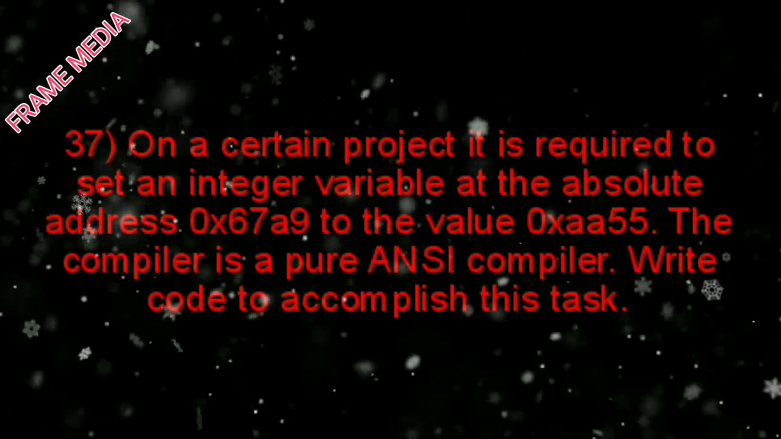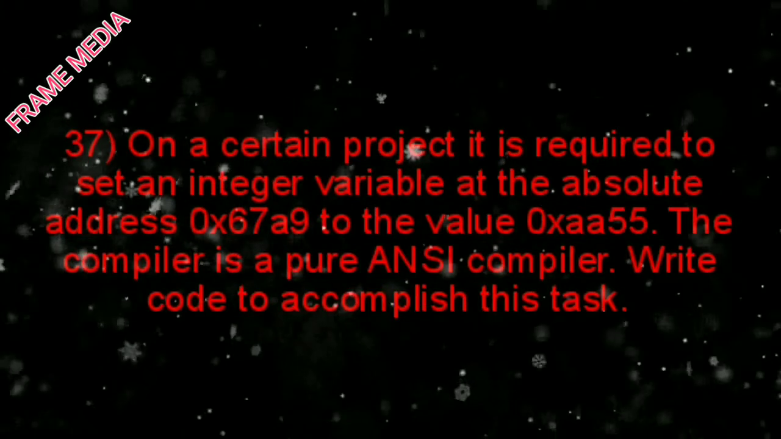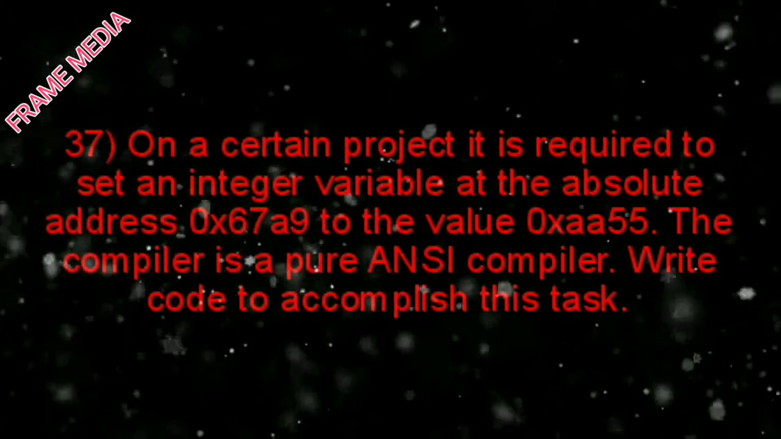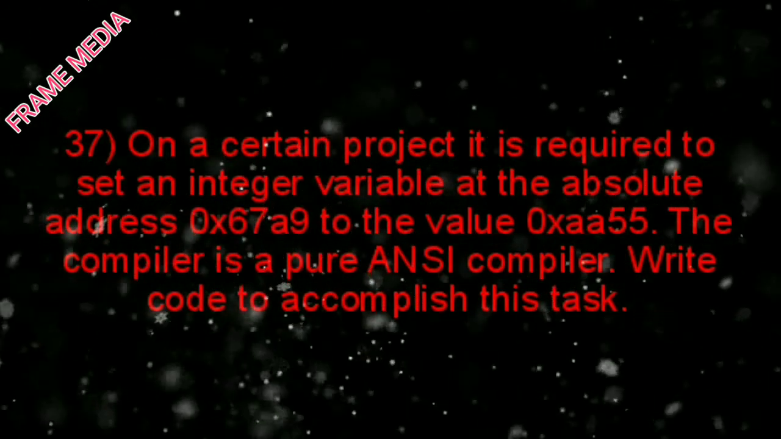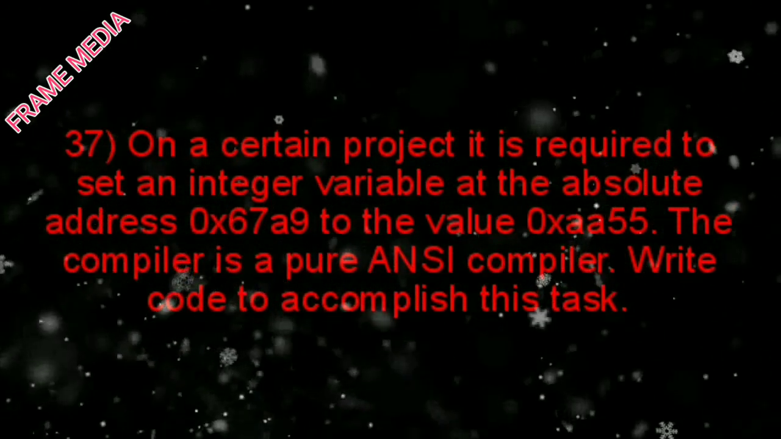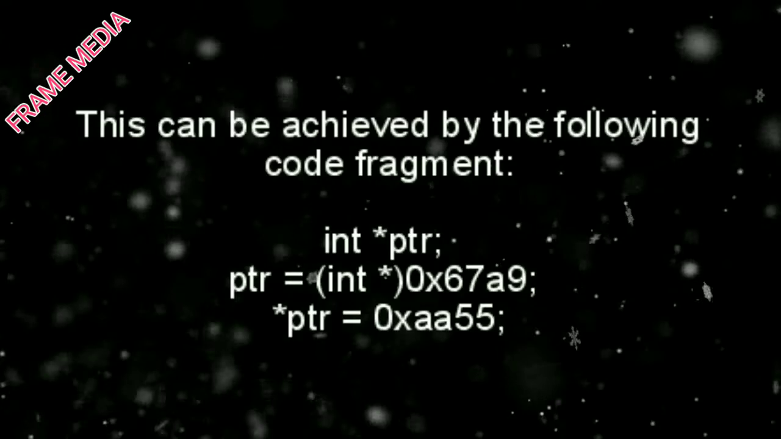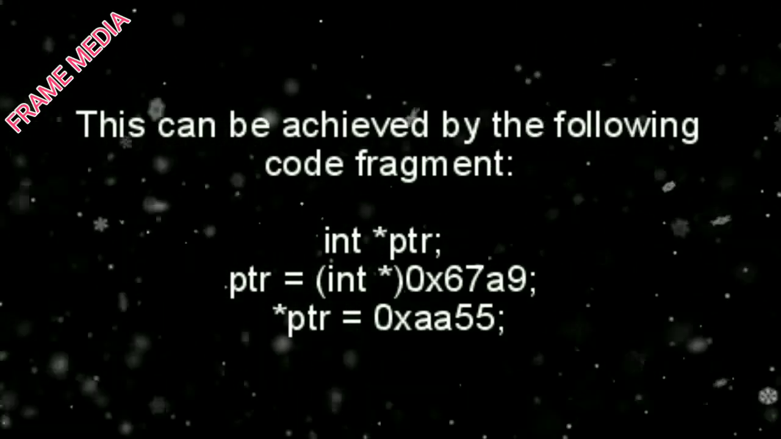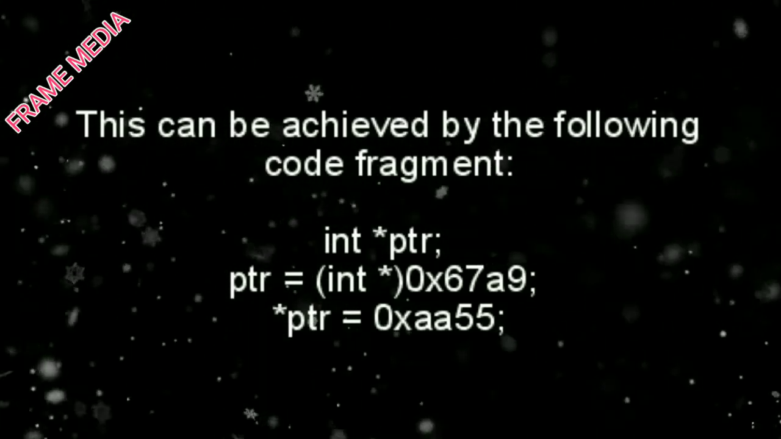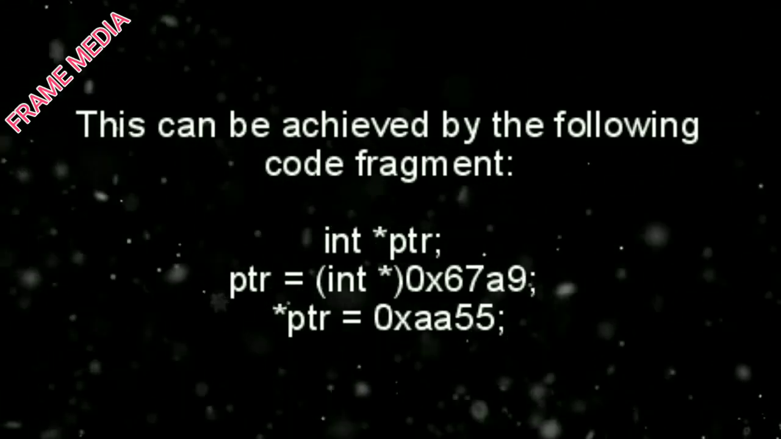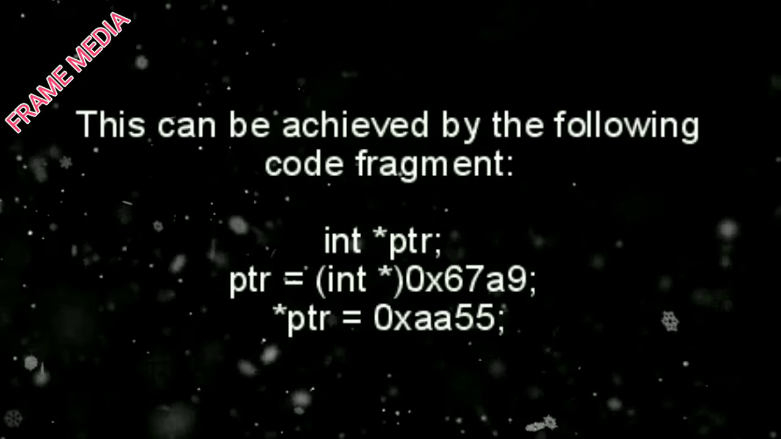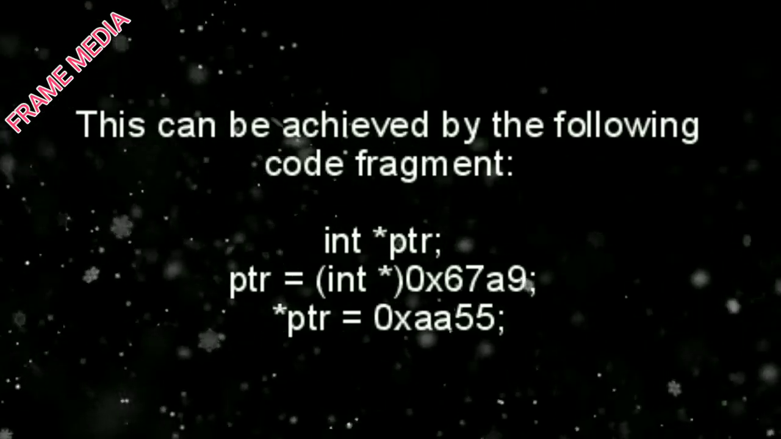Question number 37. On a certain project, it is required to set an integer variable at the absolute address hex 67A9 to the value hex 8855. The compiler is a pure ANSI compiler. Write code to accomplish this task. This can be achieved by the following code fragment. Please see the screen for the code fragment.